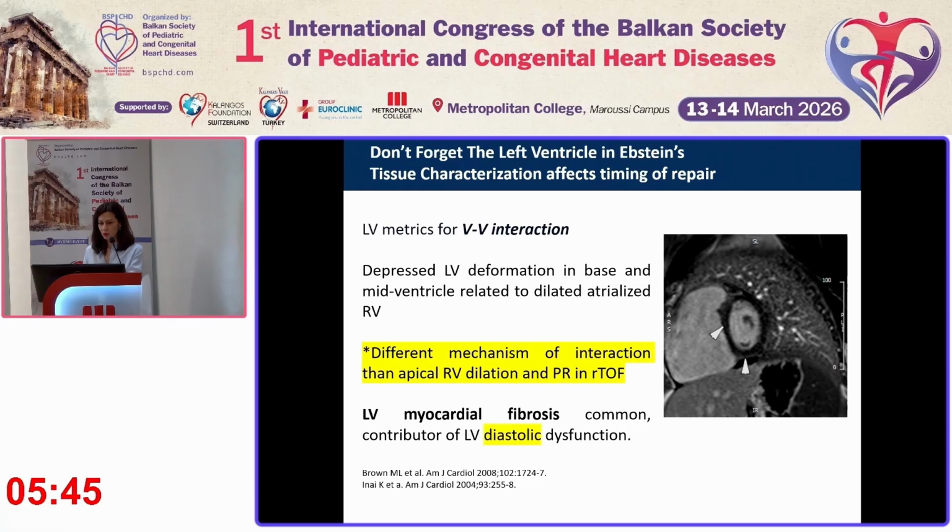And like it was presented before, the ventricular interactions are very important, and depending on the pathology, we tend to see different phenotypes. So Ebstein disease has a different mechanism of interaction than the apical RV dilation that happens in repaired tetralogy of Fallot, for example. And left ventricular myocardial fibrosis, even if the function is still normal, is a marker of diastolic dysfunction that equals cardiomyopathy.